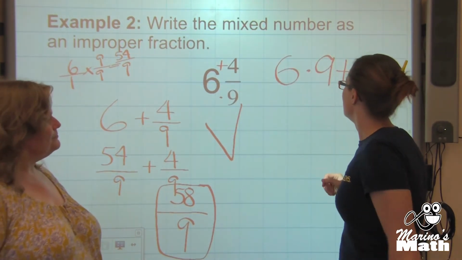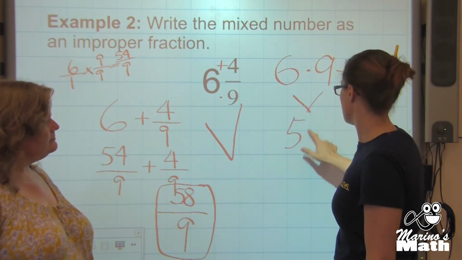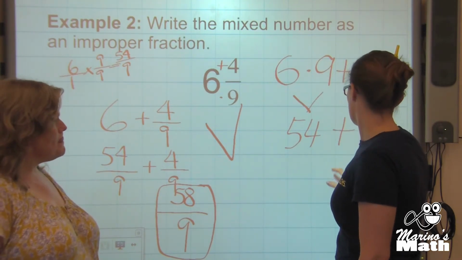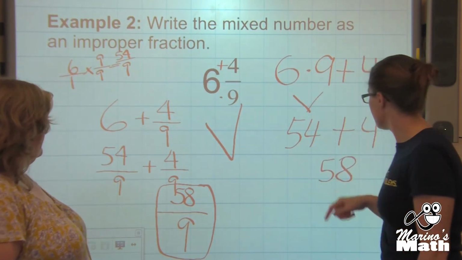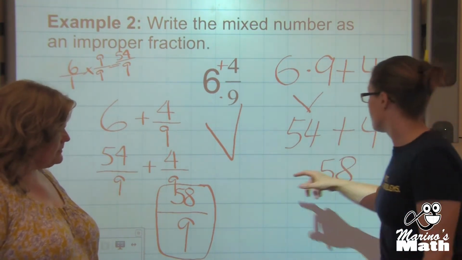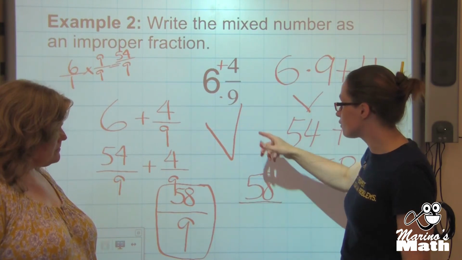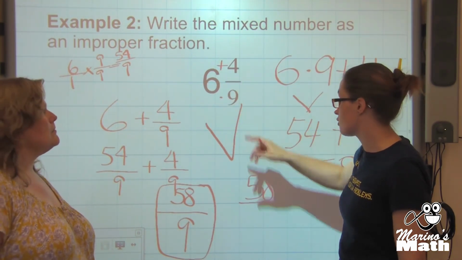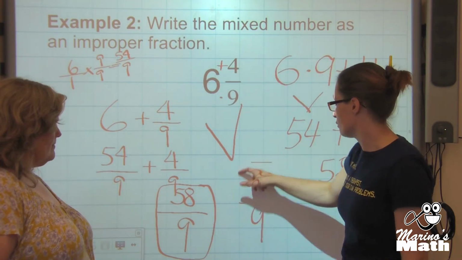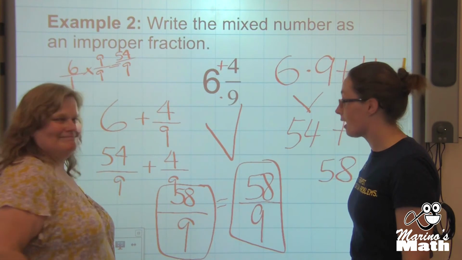Yeah. Alright, so 6 times 9 gives me 54, just like you figured out for yours. Then I have to add my 4. I end up with 58. Kind of like that, yeah, it's very similar. And again, I have 58, but I have to keep my same denominator. I cannot change it. So I end up with 58 over 9. Yay! They're equal.